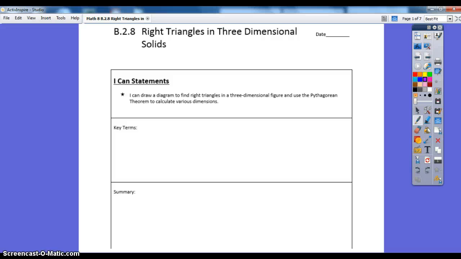All right, 2.8, last lesson in Unit 2. Last day of notes for Unit 2. Today we're going to do right triangles in three-dimensional solids, 3D.